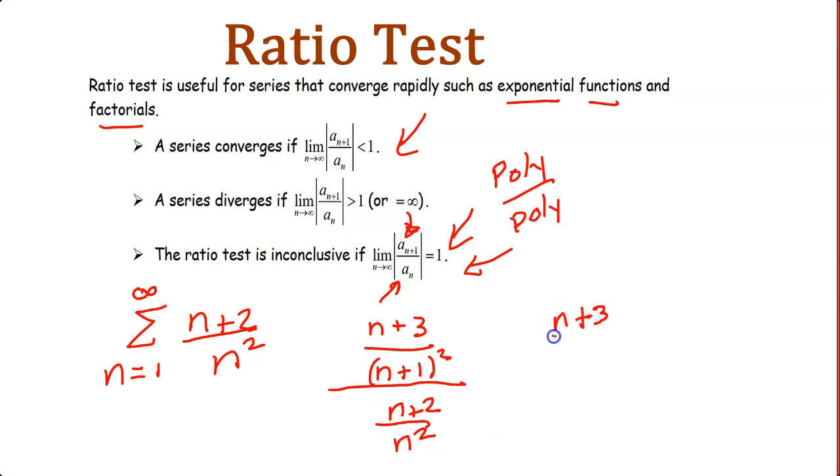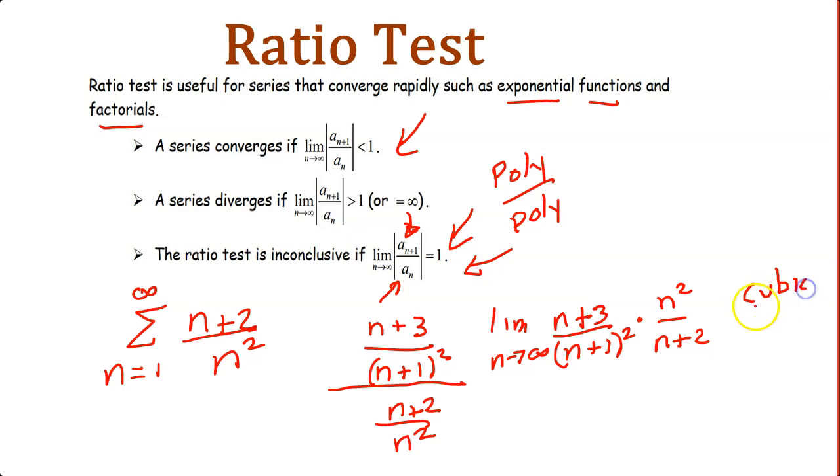So we're going to be looking at the limit of n plus 3 over n plus 1 squared multiplied by n squared over n plus 2. And this is the expression that I'm going to be finding the limit of as n approaches infinity. Now if you notice, the numerator is just a cubic, and the bottom is also a cubic, but we're not going to actually expand it. We're just going to recognize they're both cubics.